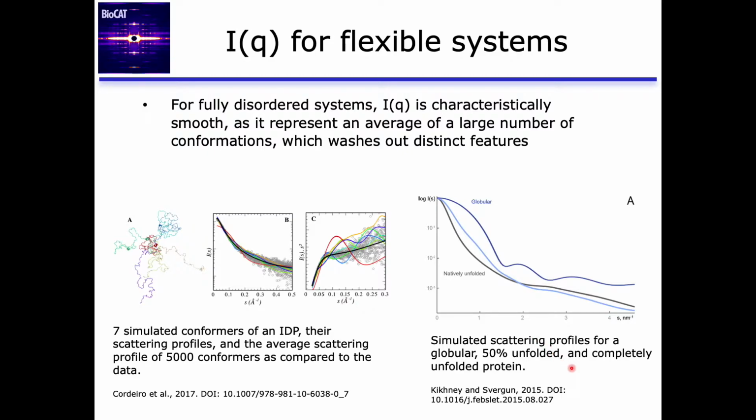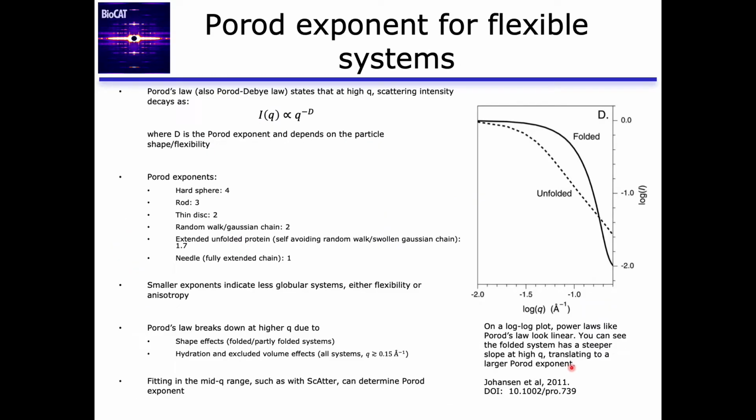So that's one thing you can look for. The next thing I want to talk about is the Porod exponent. Porod's law, which is also known as the Porod-Debye law, states that at high Q, the scattering intensity decays as Q to the negative D, where D is the Porod exponent, and it depends on the particle shape and flexibility.